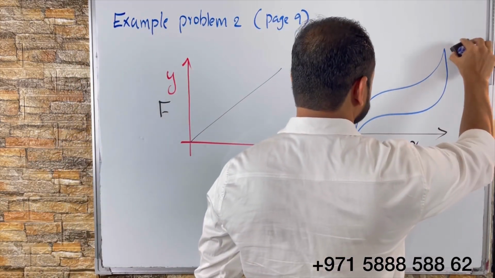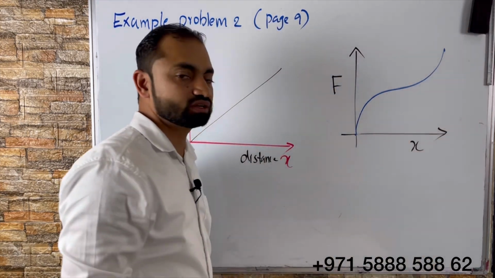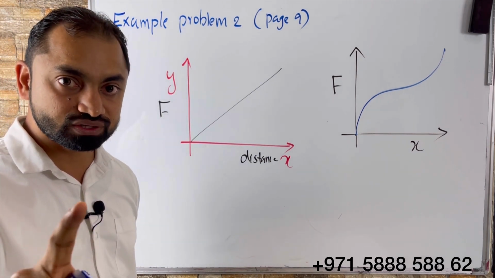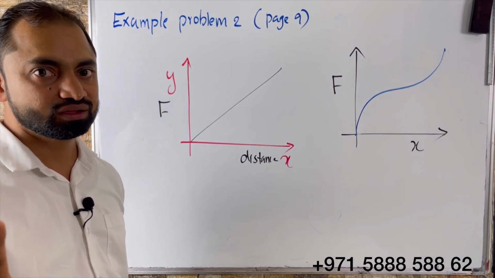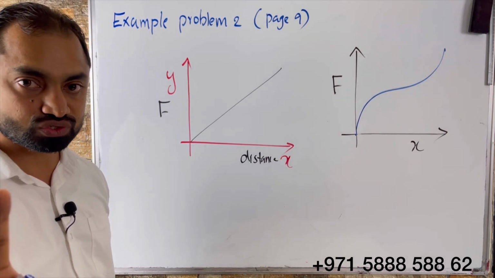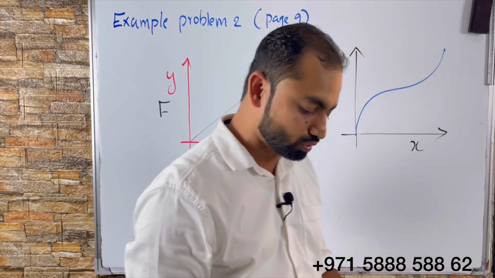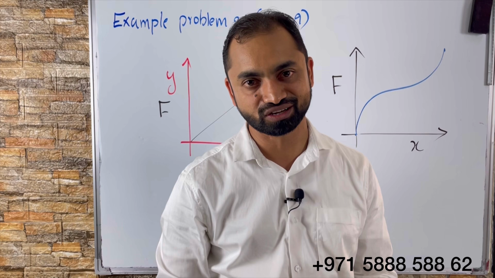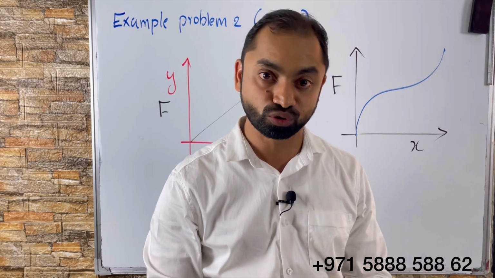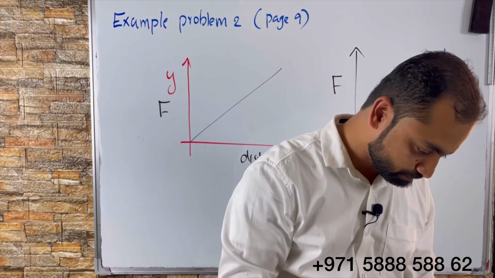Or only for extension I will draw like this, which means the graph is not a straight line for a rubber band. If the force-distance graph is not a straight line, the object or substance does not obey Hooke's law. So a rubber band does not obey Hooke's law. How do we understand? We understand from the graph, because the graph is not a straight line. If any object obeys Hooke's law, the graph must be a straight line.